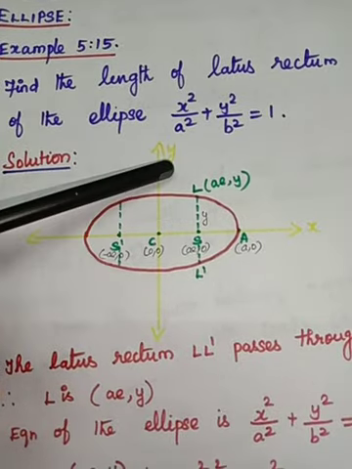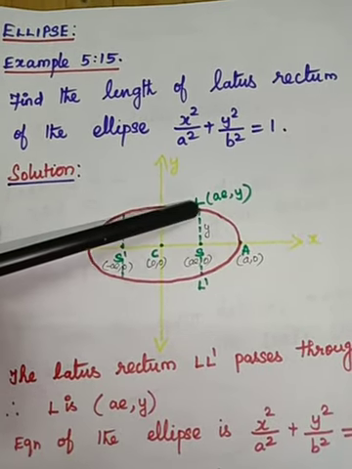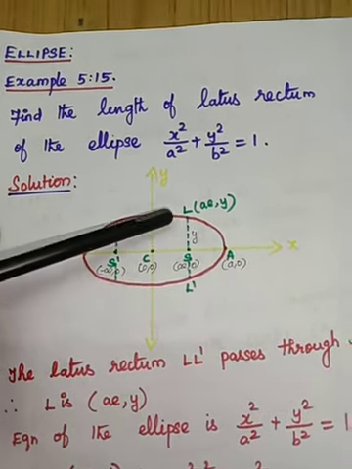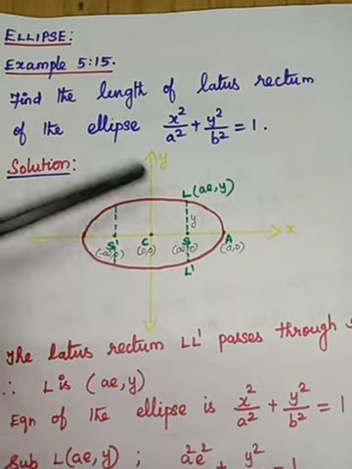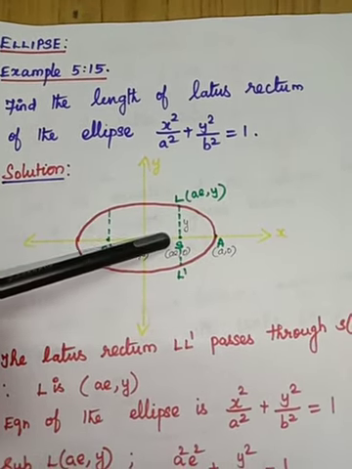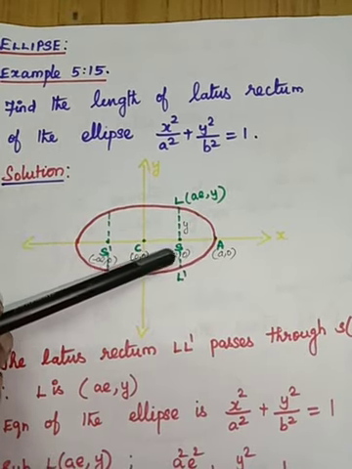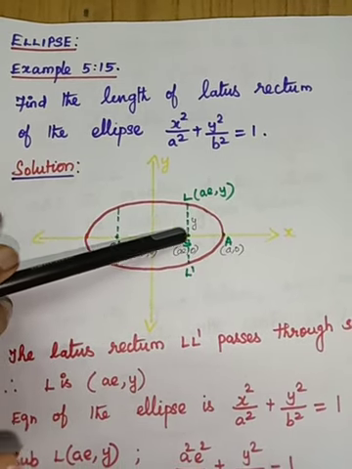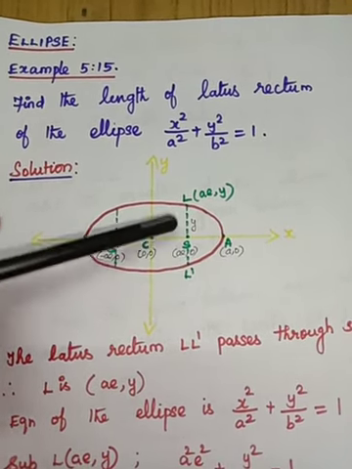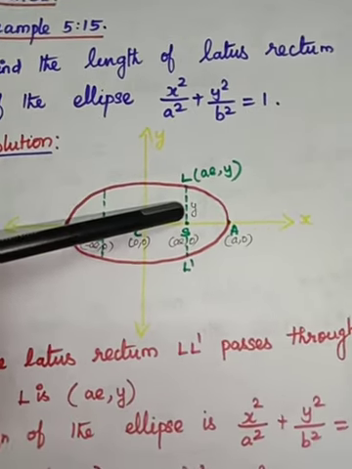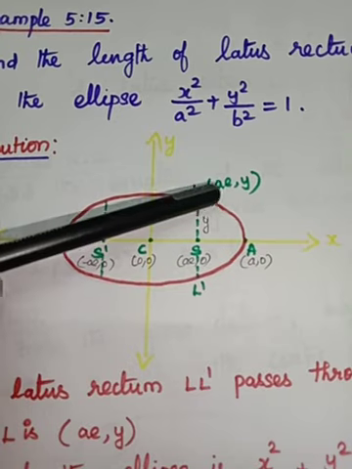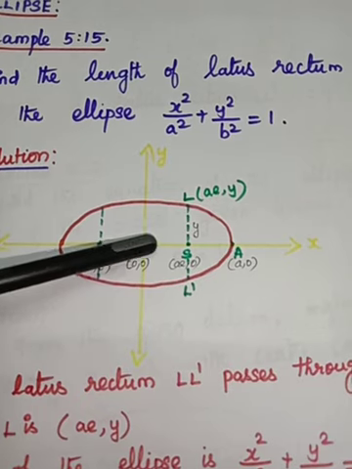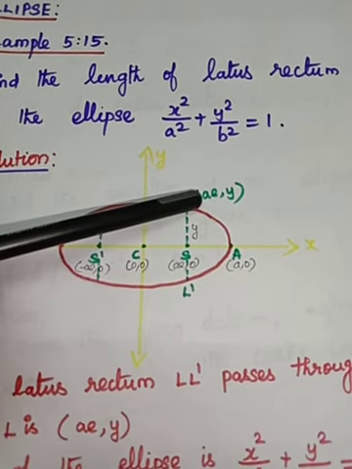What is the latus rectum? The latus rectum is a focal chord which is perpendicular to the major axis of the ellipse. So L dash is nothing but the latus rectum. It passes through the focus. For this ellipse, the focus is (ae, 0). So from the center, the point S has the x coordinate ae. Here this distance I have taken as y. Therefore, the point L is (ae, y).